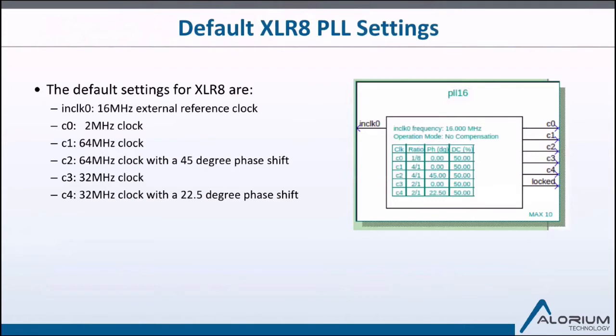The PLL that's used in the Xcelerator is configured as shown here. The inclk0 signal coming in is our reference clock, and from that we're generating 5 additional clocks. C0 is the 2 megahertz clock used for ADC logic, and then we're generating two 64 megahertz clocks, one of which has a 45 degree phase shift, and two 32 megahertz clocks, one of which has a 22.5 degree phase shift. These are output from the PLL as signals C0 through C4.